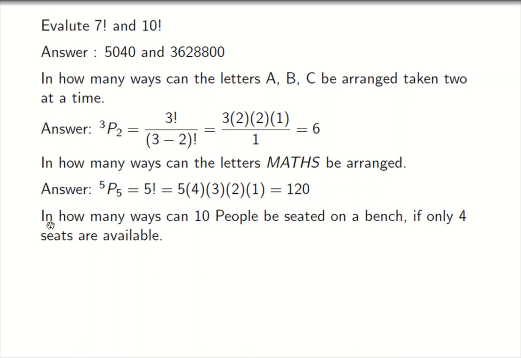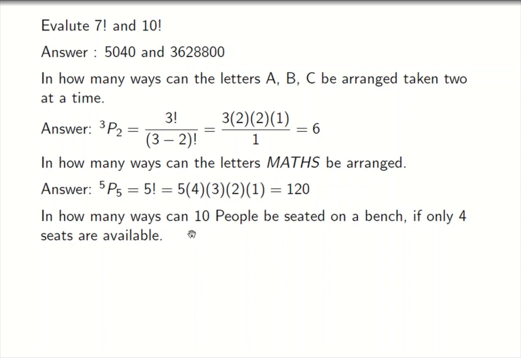Let's continue. In how many ways can 10 people be seated on a bench if only 4 seats are available? So I have 10 people and I want to arrange them on a bench, okay? I want to arrange them so that they will sit on a bench. But here, you have only 4 seats available. So I can only do the first 4 and then take the second 4. I can reshuffle them. So it means that among the 10 people, I can take 4 of them at a time and give them the seats.